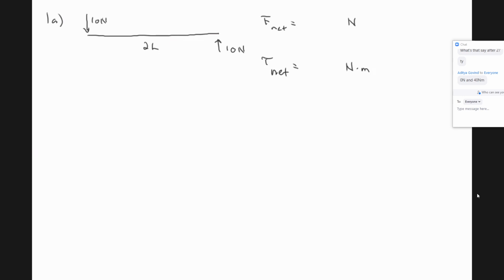Close, Aditya. Try again with torque. Figure out where the pivot point is, or the point of rotation. Yeah, and you forgot to include the length, because it's force times lever arm, force times lever arm. Okay.